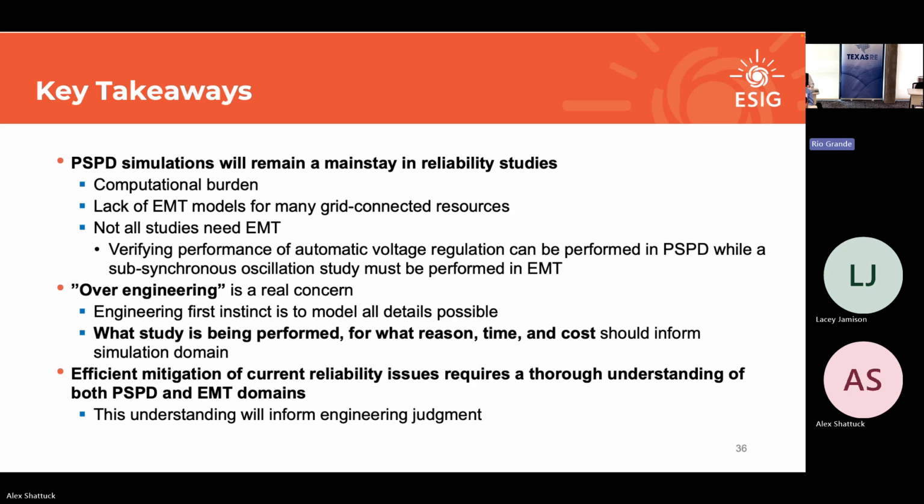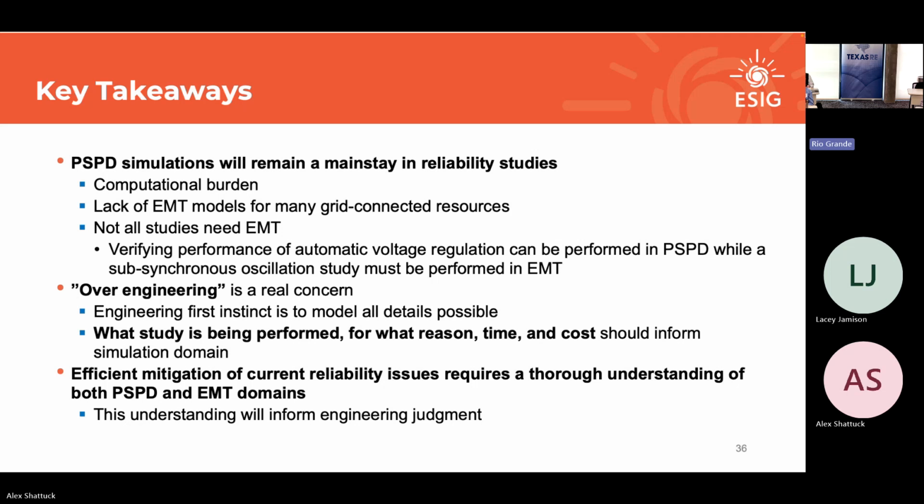Oh yeah, big one. They're not going away. PSPD is not going away. Phasor domain, PSSE, TSAT, power flow studies are not going to stop. They are the bread and butter of planning for a lot of good reasons. We'll talk about that in the limitations piece of the presentation today.